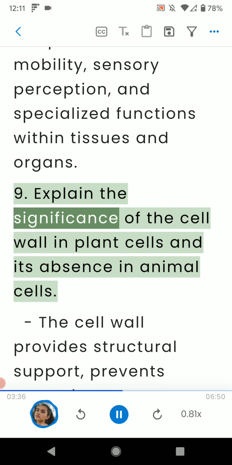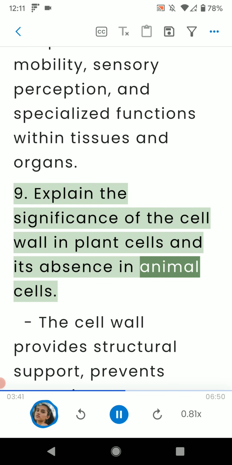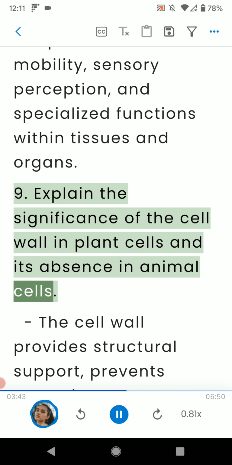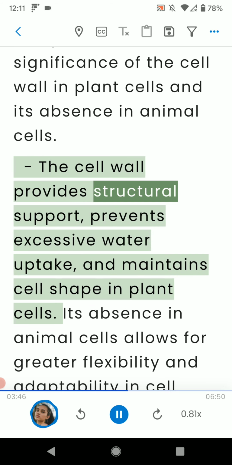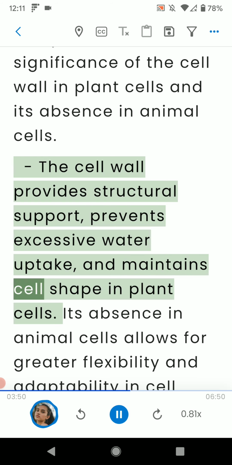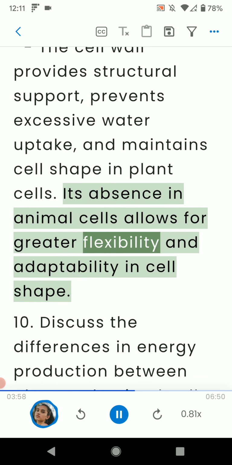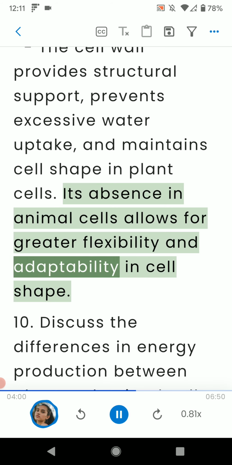9. Explain the significance of the cell wall in plant cells and its absence in animal cells. The cell wall provides structural support, prevents excessive water uptake, and maintains cell shape in plant cells. Its absence in animal cells allows for greater flexibility and adaptability in cell shape.